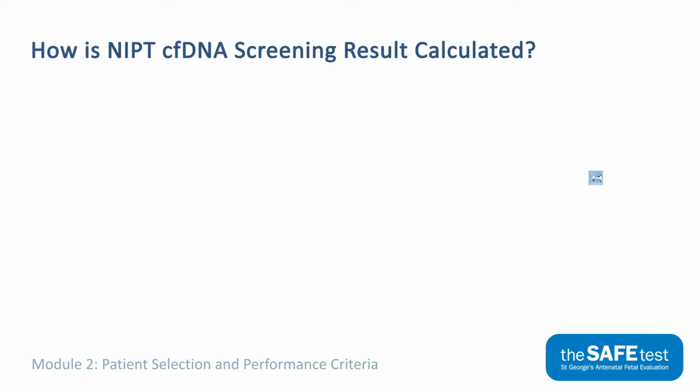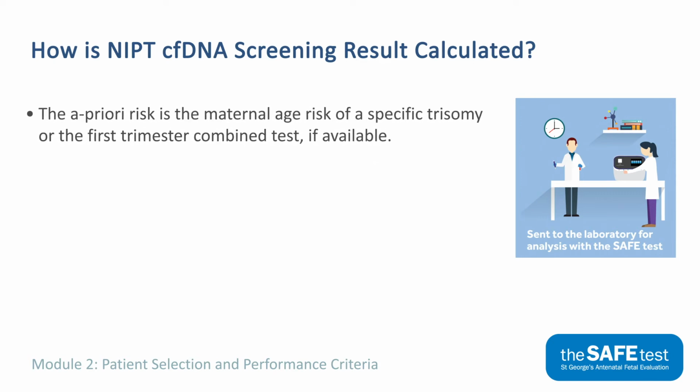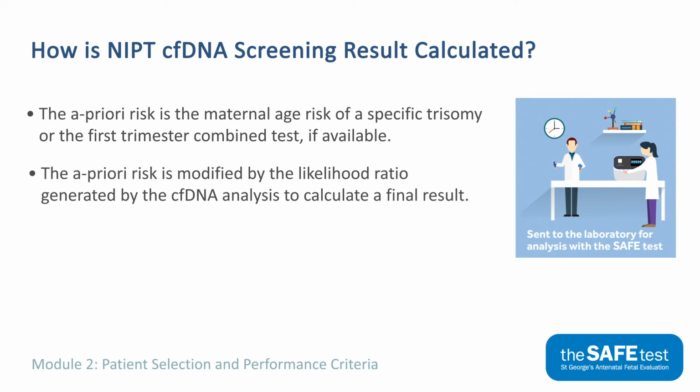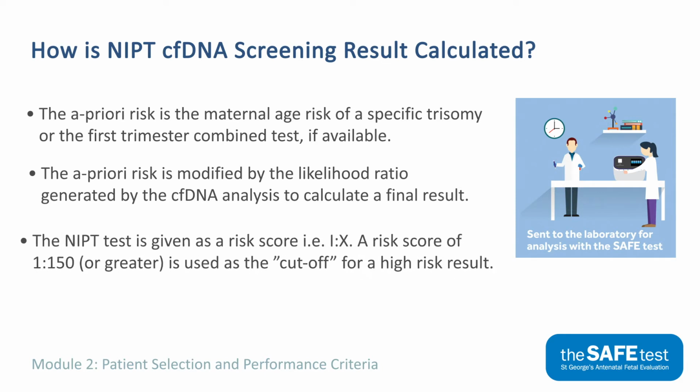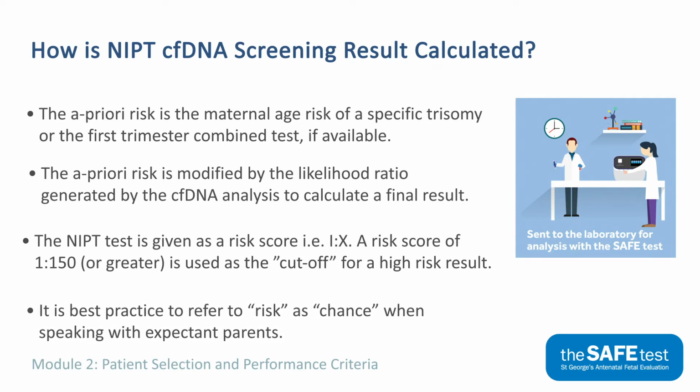How is an NIPT screening result calculated? The a priori risk is the maternal age risk for trisomy, or the first trimester combined test result, if it is available. This is then modified by the risk generated by the cell-free DNA analysis to calculate a final result. The NIPT test is given as a risk score. In the NHS, a risk score of 1 in 150 or greater is used as the cutoff for a high-risk screening result. It is best practice to refer to risk as chance when speaking with expectant parents.